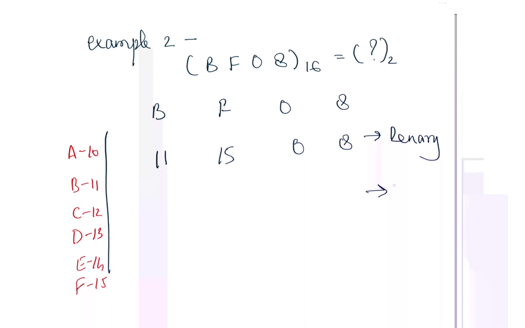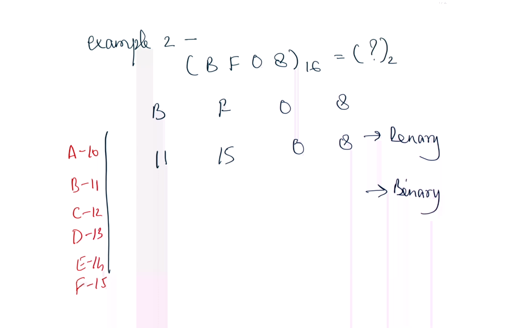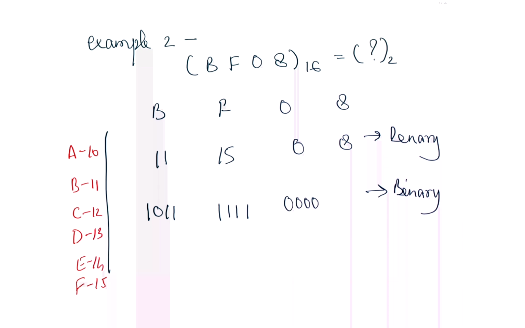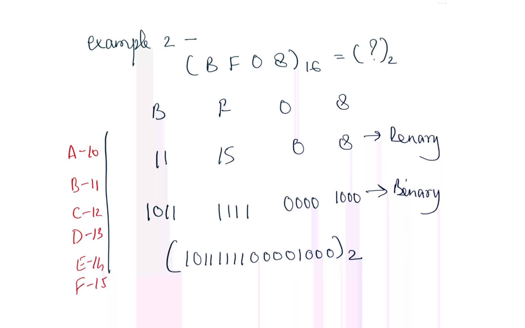Now let's put this into binary. I do hope you're expert in converting these now, so I'm going to use them directly. This 11 gives us 1 0 1 1. F, which is equivalent to 15, gives us 1 1 1 1. 0 of course remains 4 times 0, and 8 gives us 1 and 3 zeros. To put it together, we get 1 0 1 1 1 1 1 1, 4 times 0 and 1 with 3 more zeros. Don't forget to put the base as binary. I hope it makes things clear.